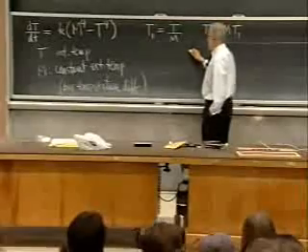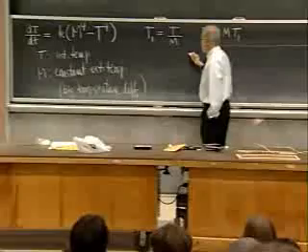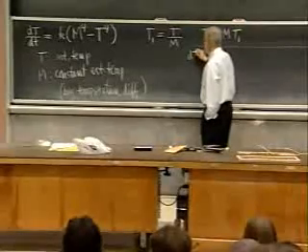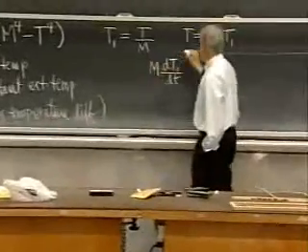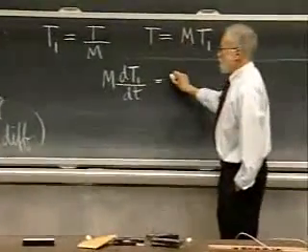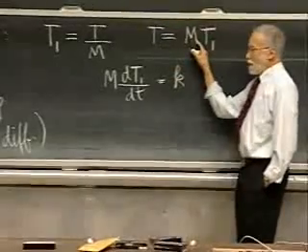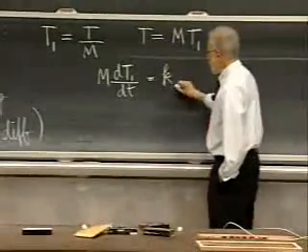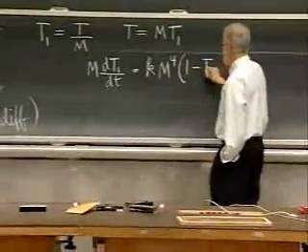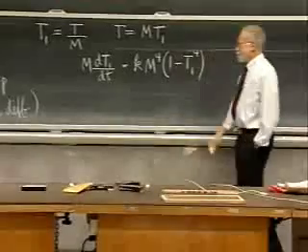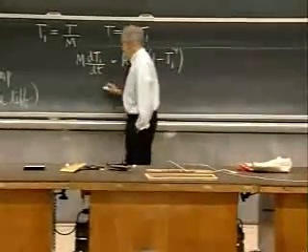The new equation will be what? Well, dT, since M is a constant, the left-hand side becomes dT1/dt times M equals k times M to the fourth minus M to the fourth T1 to the fourth. So I'm going to factor out that M to the fourth and make it 1 minus T1 to the fourth. Okay? Now, I can divide through by M and get rid of one of those.